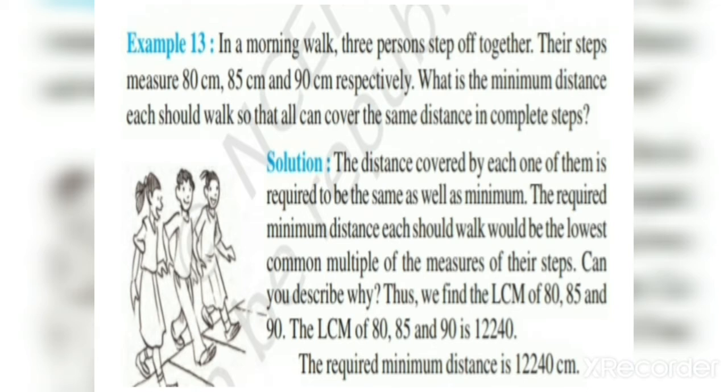Can you describe why? We need to find out LCM. LCM is the lowest distance. They will meet each other at LCM. Thus, we find LCM of 80, 85 and 90. If you find LCM of these three numbers, you will get 12,240.